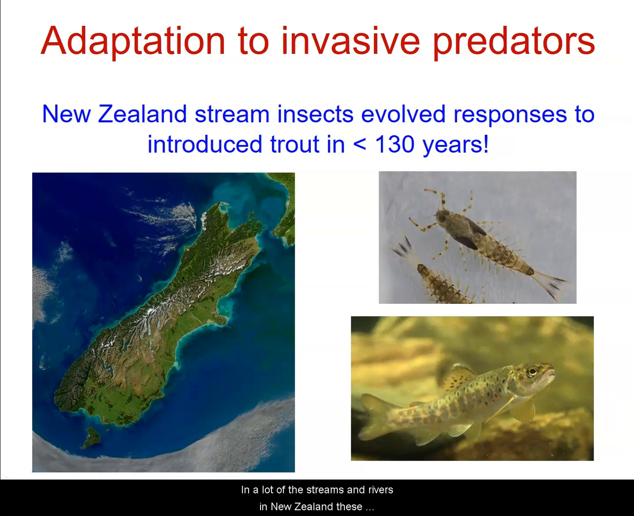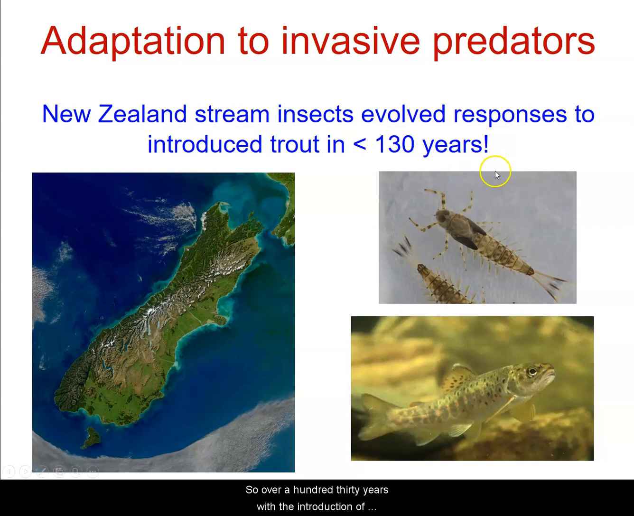In a lot of the streams and rivers in New Zealand, these invertebrates here, with these little tail fins, used to not have any predators. So they behaved differently. They were aggressive. They were more in open water. But once these predator fish were introduced, they would eat any and everything that they saw. So as a result, they ate the most aggressive and most visible stream insects. So the only insects that could survive in the streams were those that were shy and hid.